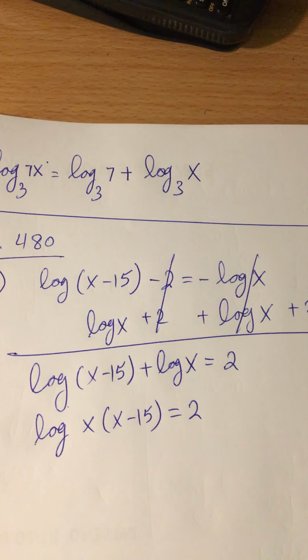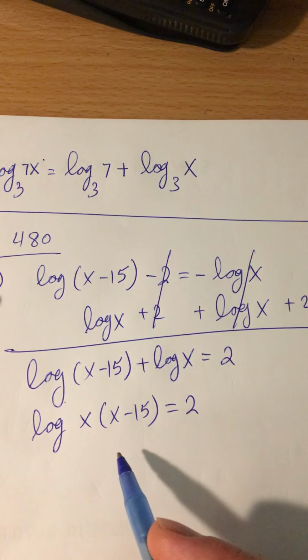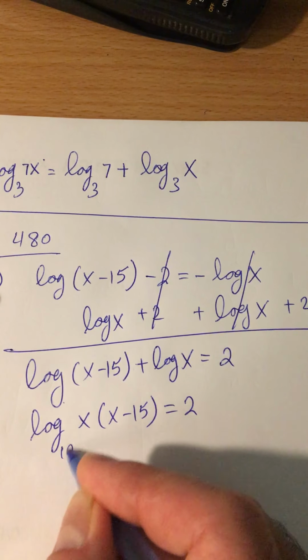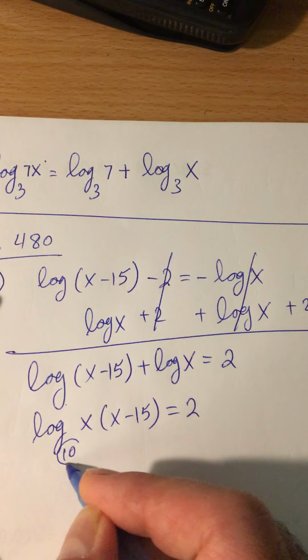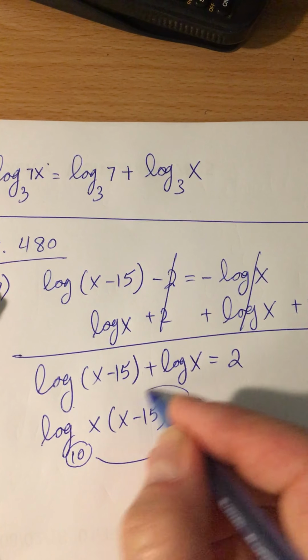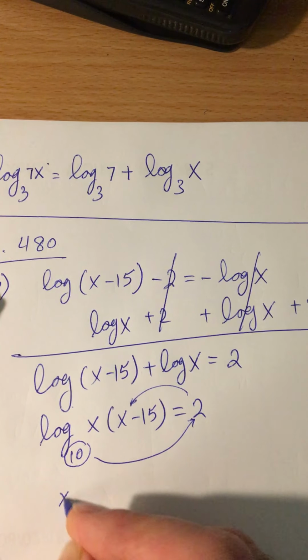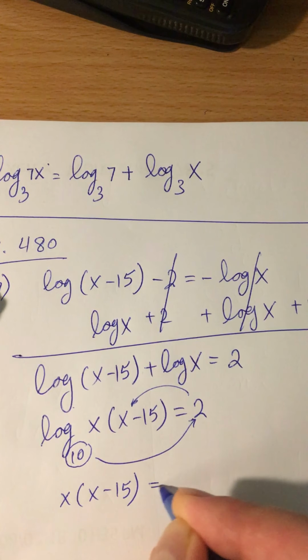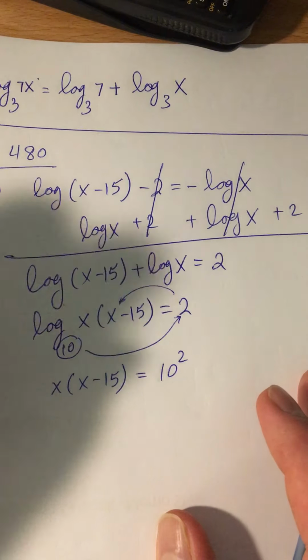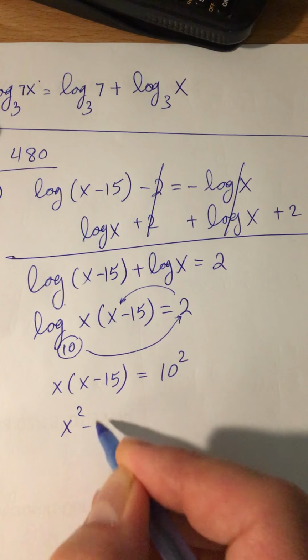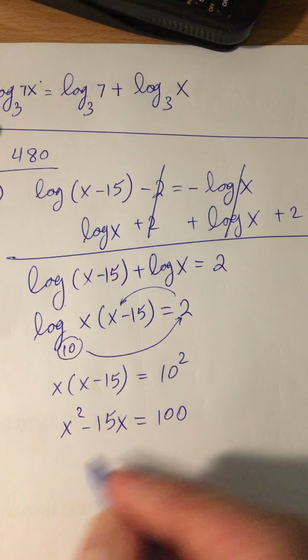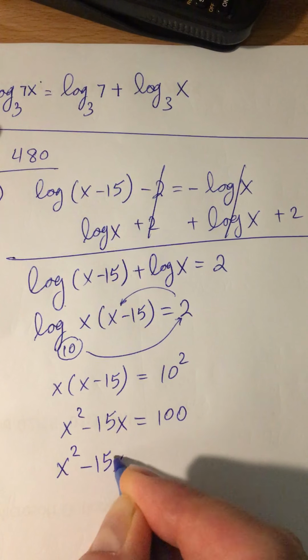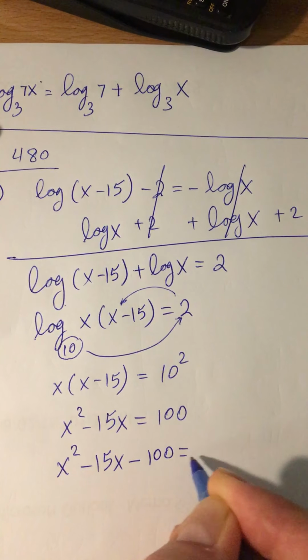Now, what do we do next? Well, I have a single logarithm. What's the base? 10. Can I write it in exponential form? Yes, to get rid of the logarithm. So 10 to the power of 2 equals this. So I have x times x minus 15 equals 10 to the second power. And what do we have? We have x squared minus 15x equals 100. Don't write 20, that's 10 squared. And then x squared minus 15x minus 100 equals 0.